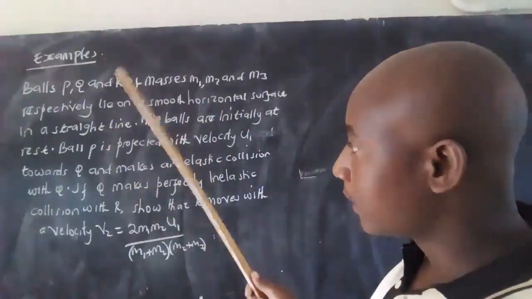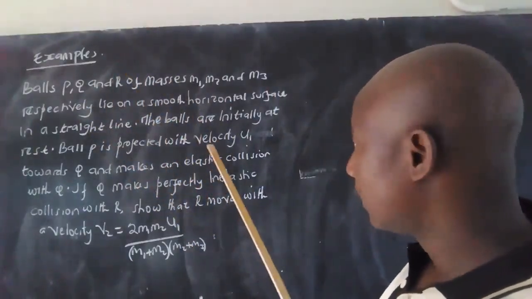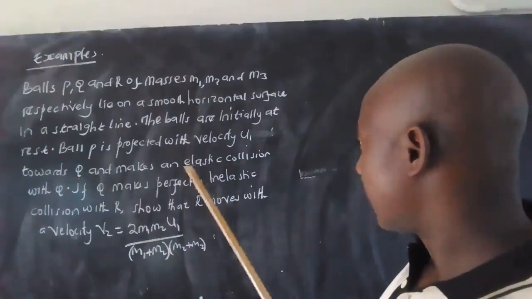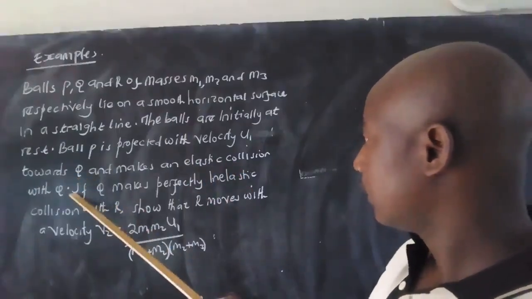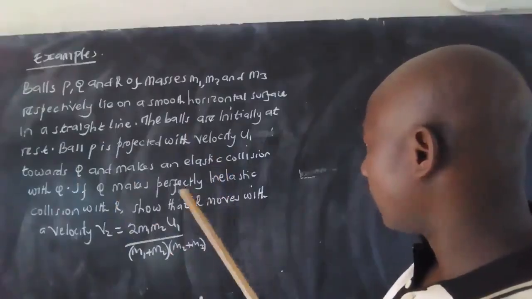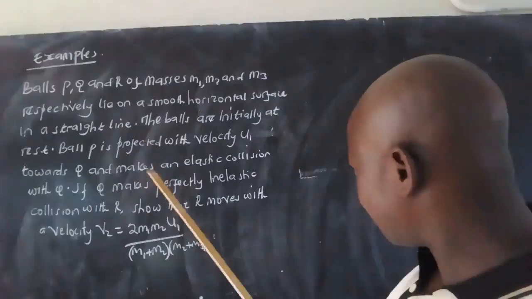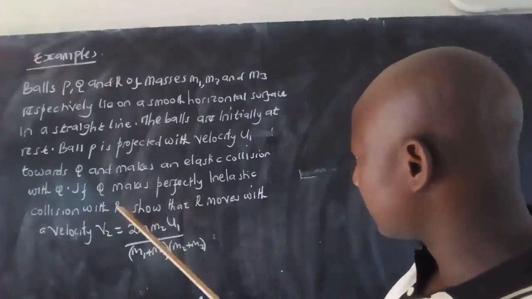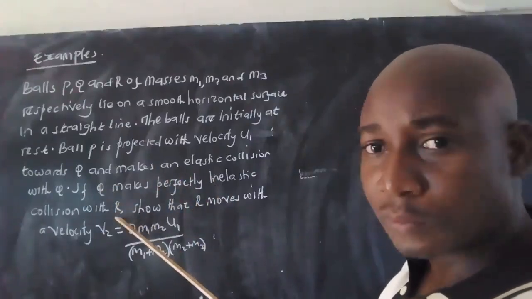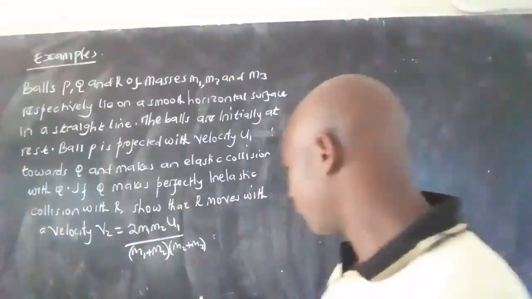So the ball P is now given an initial velocity, moves towards Q, and makes an elastic collision with it. Then Q makes a perfectly inelastic collision with R. Show that... So if Q makes a perfectly inelastic collision with R, it means that both Q and R will stick together. So now the sketch will be like this.